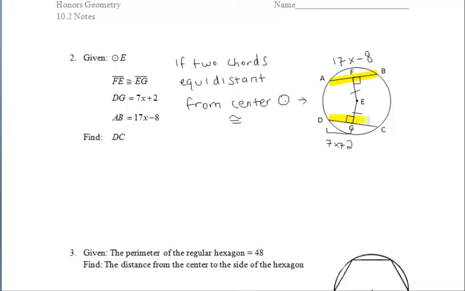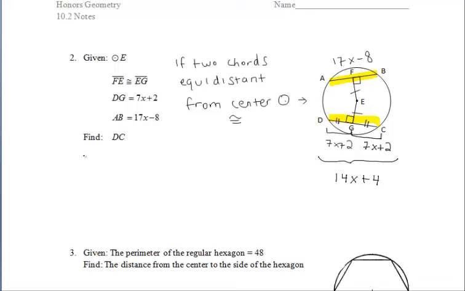Right away, we should be thinking about the fact that if two chords are equidistant from the center of the circle, then those chords are congruent. But notice we were not given the entire chord DC here. So we have to determine what that other portion is. Well, anytime we're drawing the distance from the center of the circle to the chord, it's perpendicular to the chord, and it also bisects the chord.